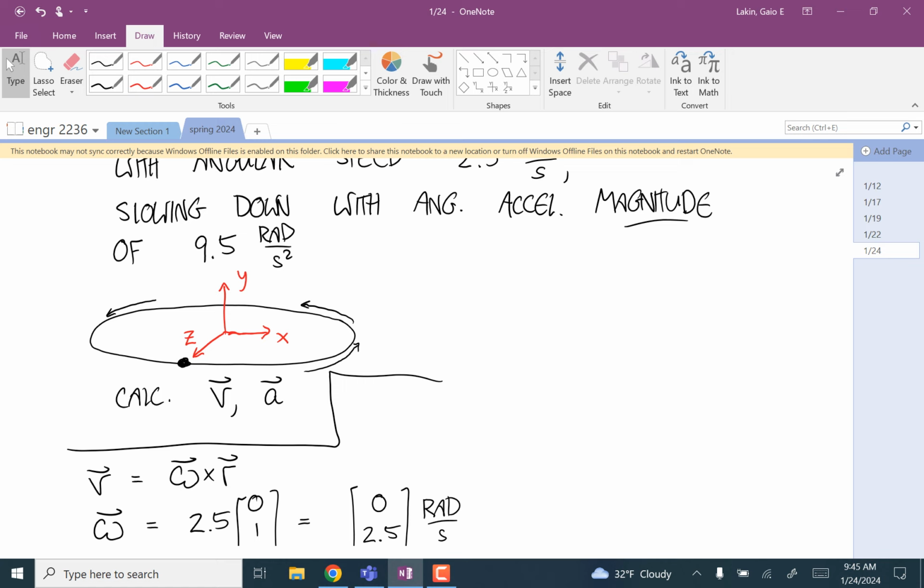And then what about the centripetal acceleration? We got that in the negative z direction. That's what we would expect because the centripetal acceleration always goes from the point toward the center of the circle. Okay? Any questions about that? Yeah.